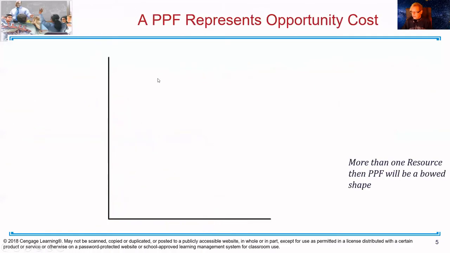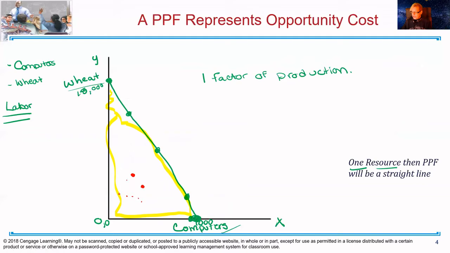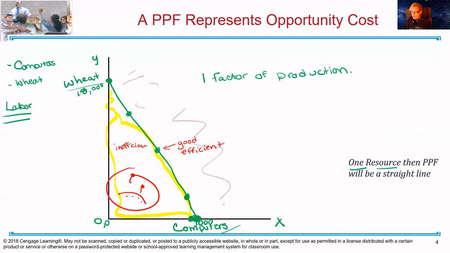So let me go to my next one just to make sure that you understand. So again, any point inside the production possibilities frontier is inefficient or bad. On the line is good or efficient. Outside the line in this area over here beyond it is currently unattainable, okay? Because we don't have those resources. We're holding everything constant, so therefore we cannot get to beyond the production possibilities frontier at the current time.